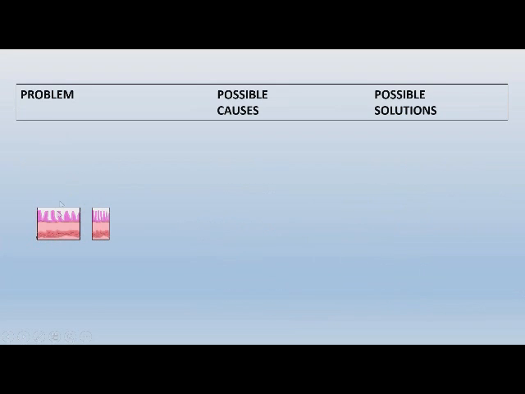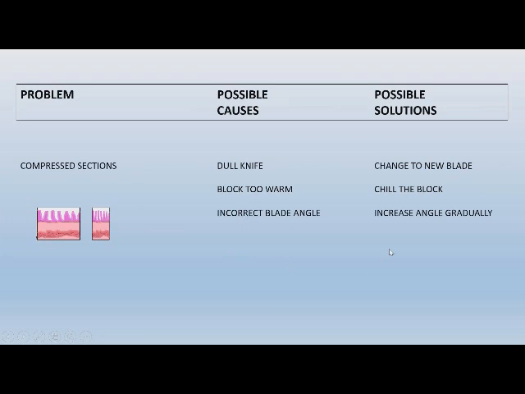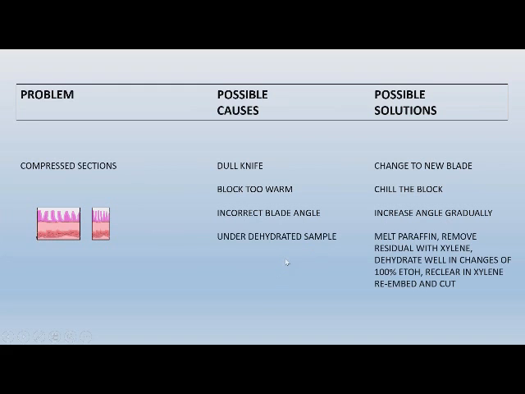All right, so everybody can see what this is. It's a beautiful example of compression. See what happens when you get too close, when you get compressed, all the cells bundle up on top of each other. You can't see through them anymore. Compressed sections can be caused by dull knife, change your blade, block too warm, chill it. Incorrect blade angle, you would want to increase the angle gradually if you're getting compression normally.